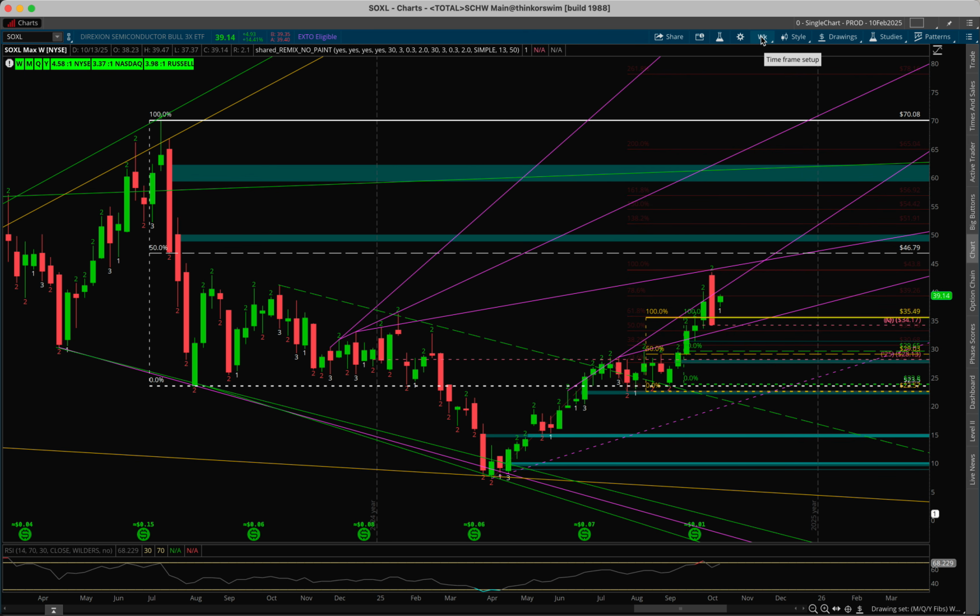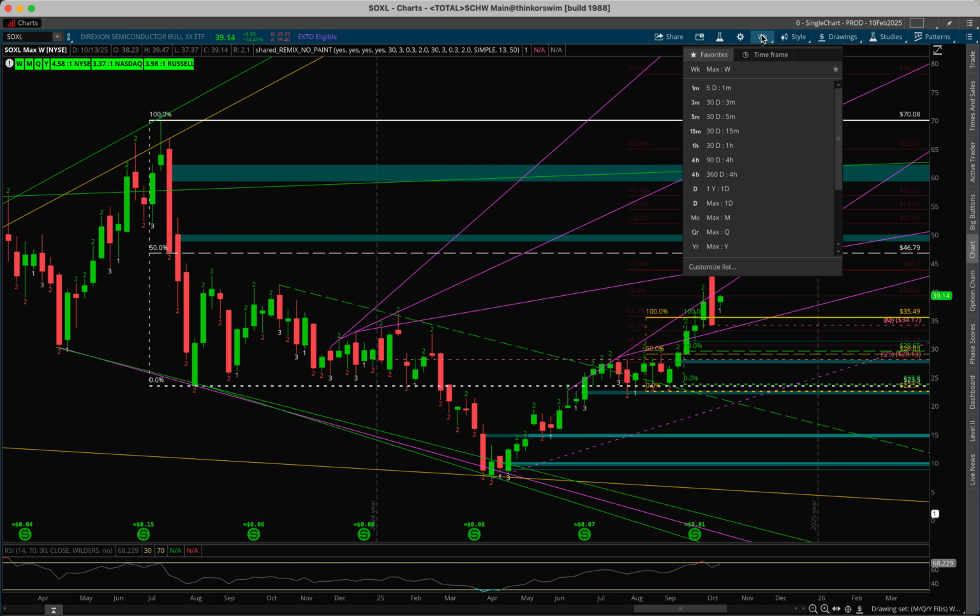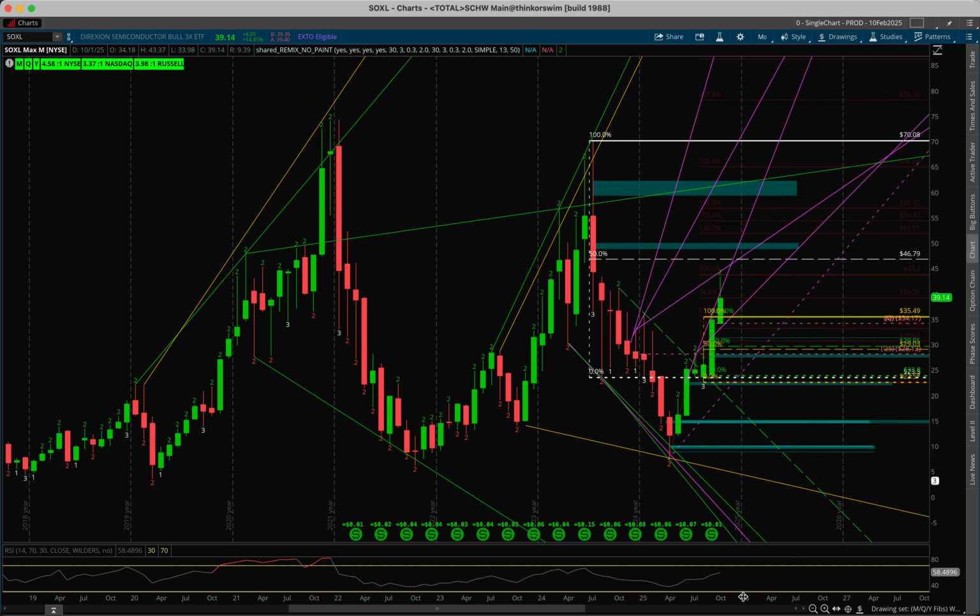So starting off the week inside, not a lot of movement after the big movement last week. Kind of what is what expected so far.